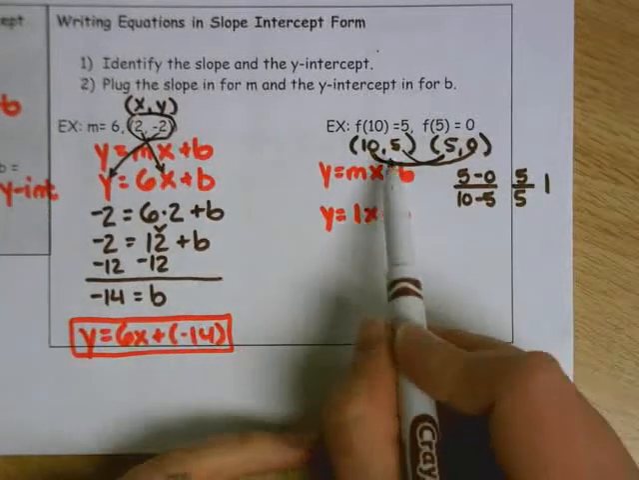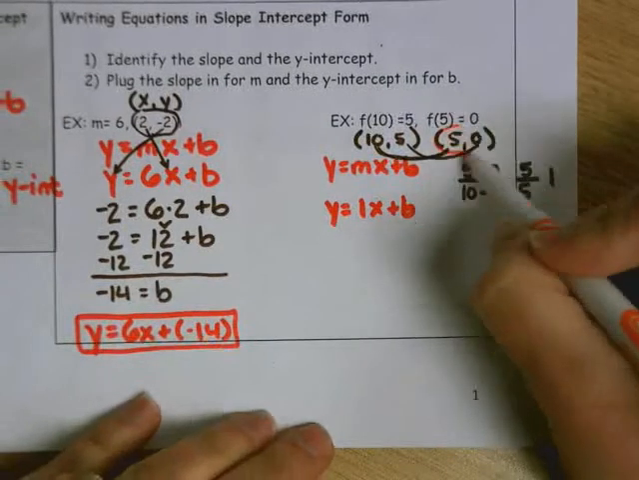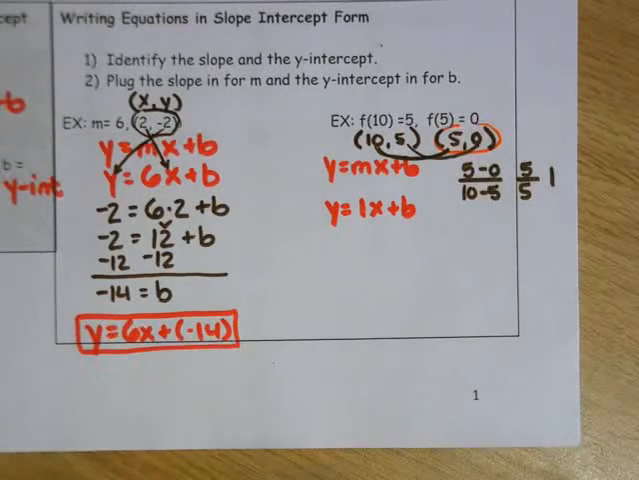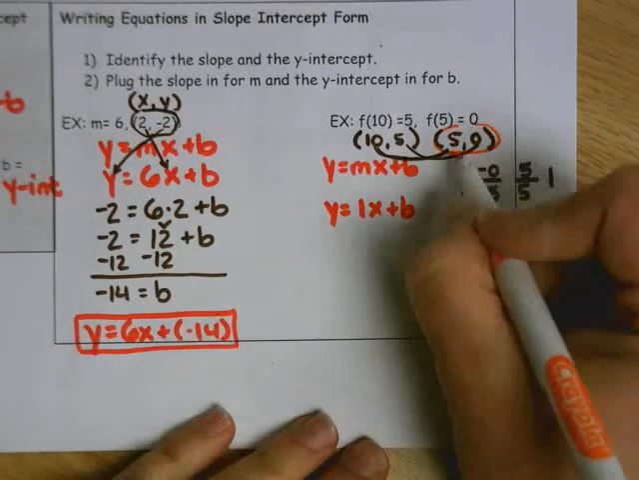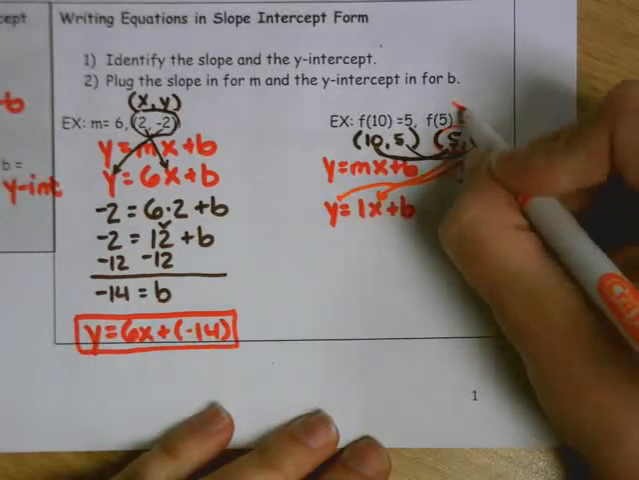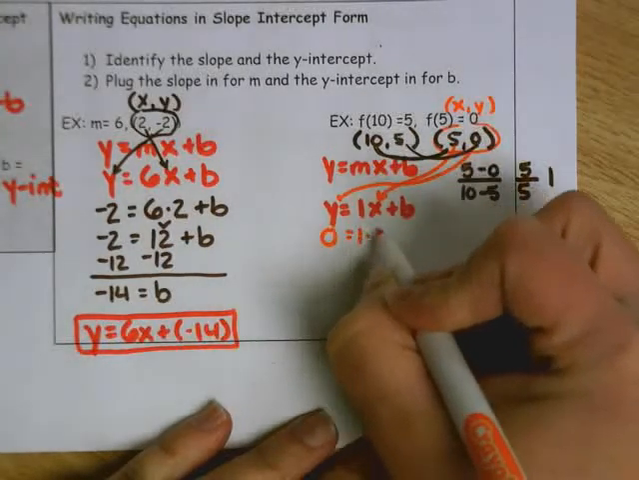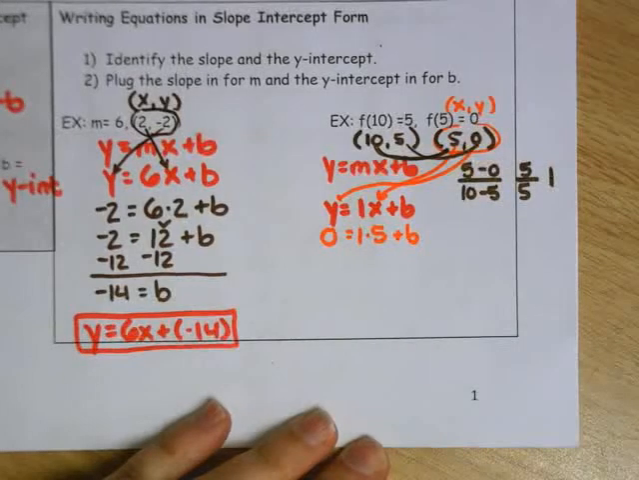You can pick, though, this time, either one. It doesn't matter which ordered pair you pick. I think I'm going to pick this guy just because there's a 0 in there, and sometimes that makes things easier. We'll see whether it does in this case. I'm going to put in 5 for x and 0 for y because that is an x, comma y. So 0 equals 1 times 5 plus b.